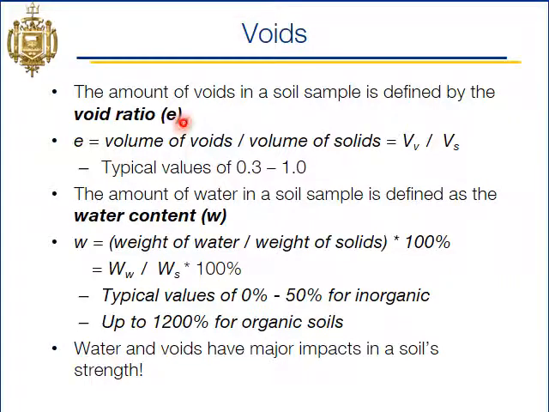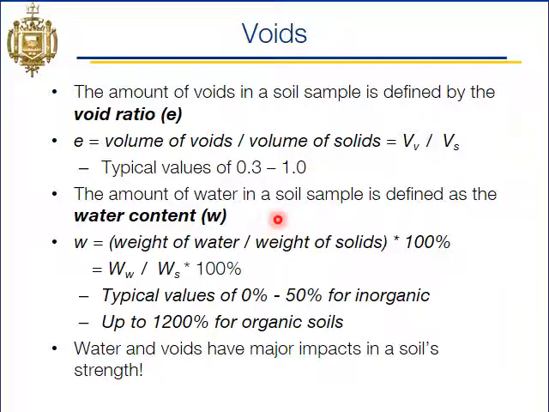So void ratio e is equal to the volume of the voids divided by the volume of the solids. So we're comparing the voids to the solids, and typical values for void ratio go down to about 0.3 and up to about 1. They can go higher and maybe a little bit lower, but 0.3 is about as low as it goes. We can also define how much water is in a soil by using the water content, or w.